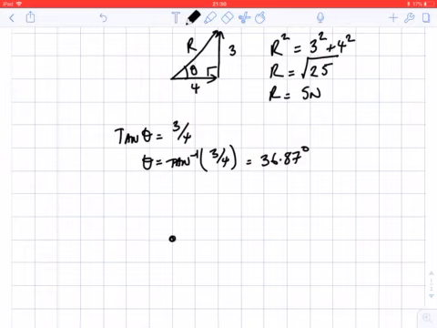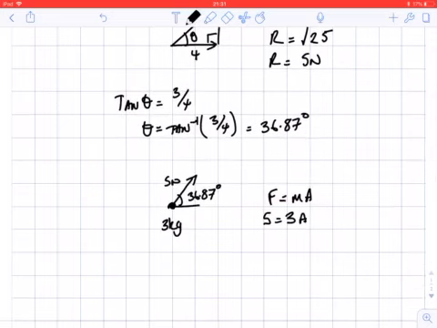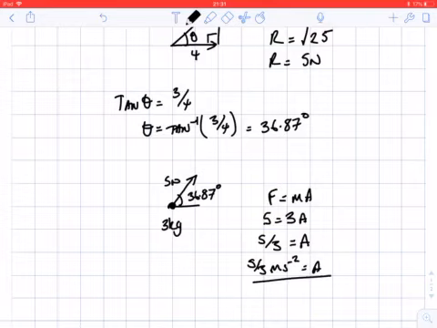So what we've got is this particle which has a mass of 3 kilograms, and it's got a force of 5 newtons acting on it at an angle of 36.87 degrees to the i direction. Well, if we're going to find the acceleration, we just apply F equals ma. The force is 5. That's the only force acting on the particle. Its mass is 3, so the acceleration we'll denote as a. So 5 divided by 3 must be the acceleration of the particle. So 5/3 ms to the minus 2 is the acceleration of the particle.